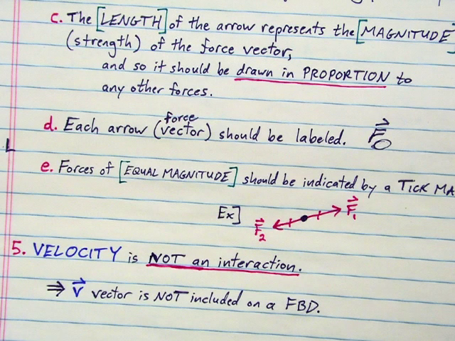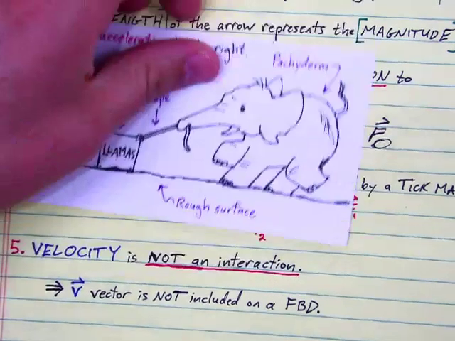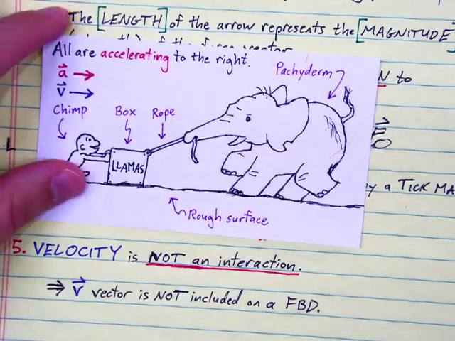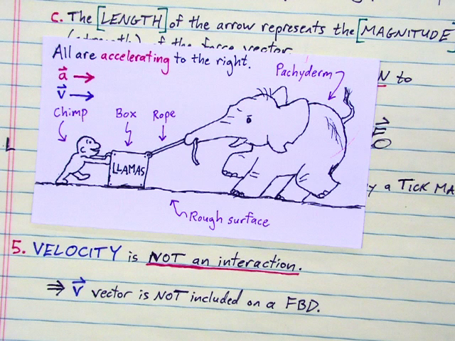The object may be moving. That's okay, but we must be clear that velocity is not a force. And so the object's velocity vector is not included on the FBD. The object may be moving because it interacted with something in the past, i.e. because something pushed it a moment ago, in which case the movement, its velocity, is the result of an interaction.